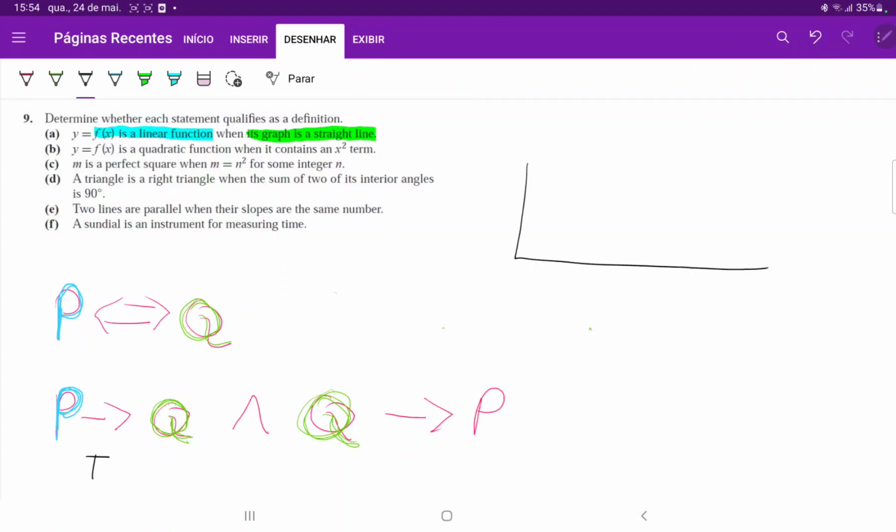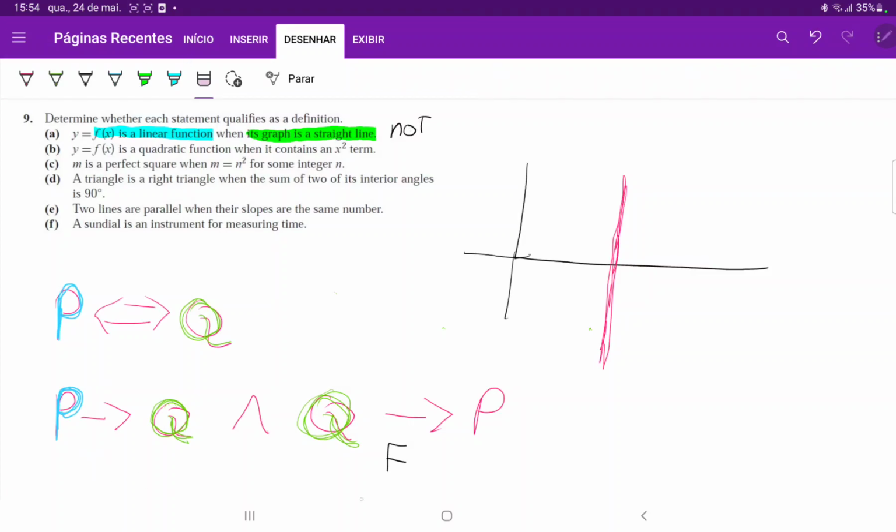Because our graph could look something like this. Even though this is a straight line, it is not a linear function, right? Because it fails the vertical line test. So we can't say that whenever a graph is a straight line, it is always true that f of x is a linear function. So this one is false. Therefore, true and false gives us false. This is not a definition. So this one is not a definition.